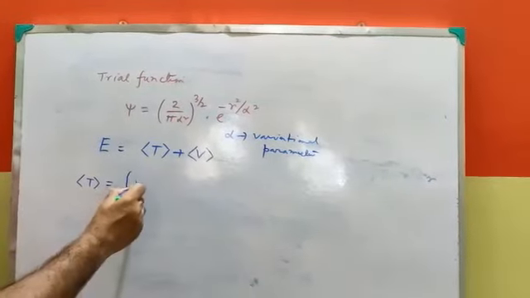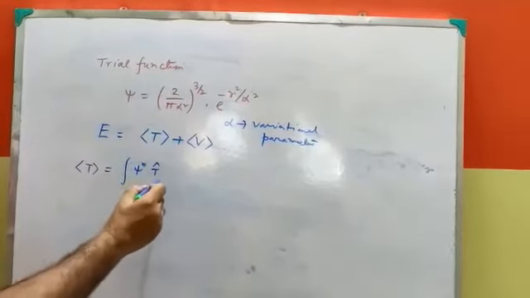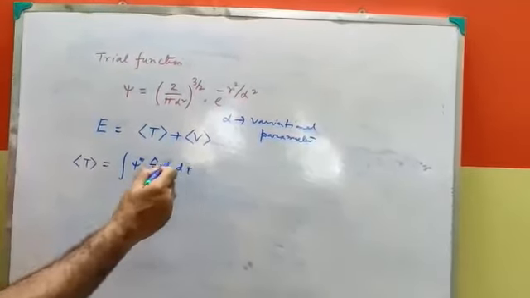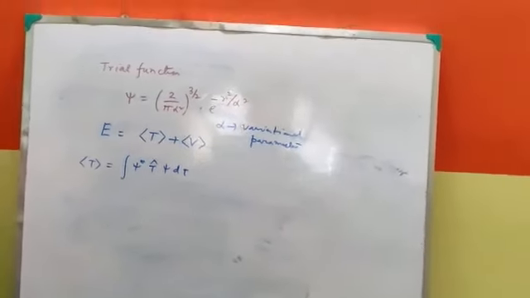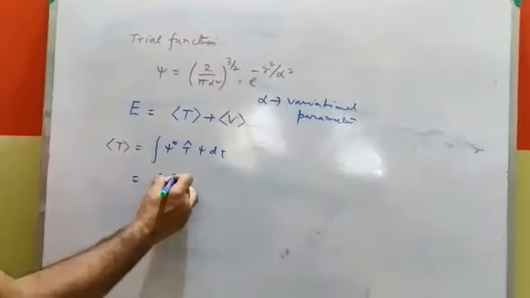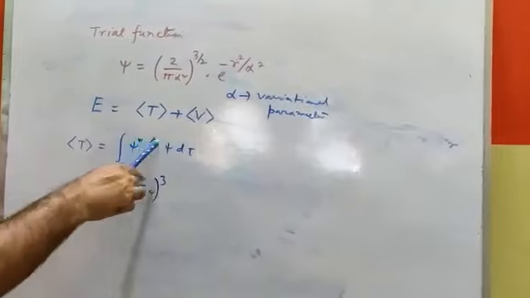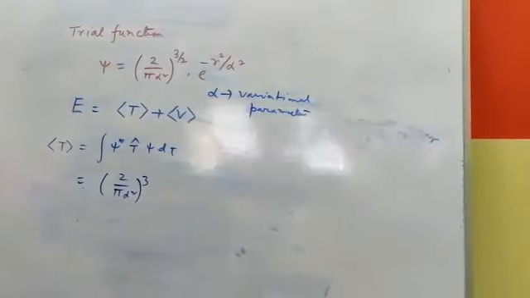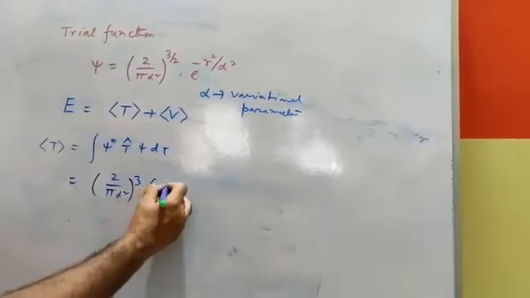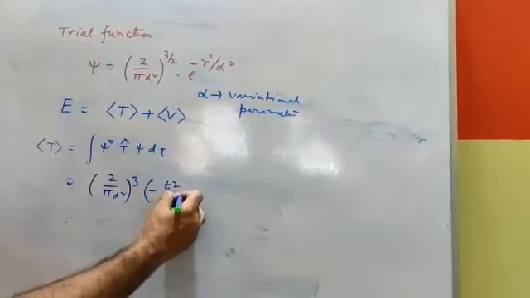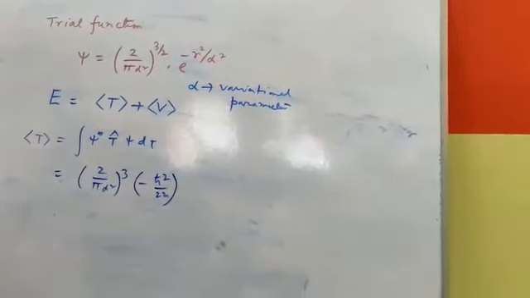we have to integrate phi star, kinetic energy operator, psi d tau, and put in the function, the operator, that will give (2 by pi alpha square) cube, because psi star psi will appear as square, (2 by pi alpha square) cube, minus h cross square by 2m for the kinetic energy operator, and the radial part will be there.